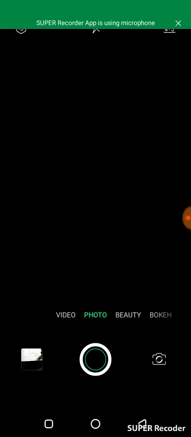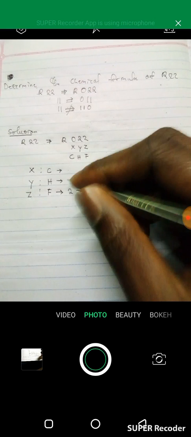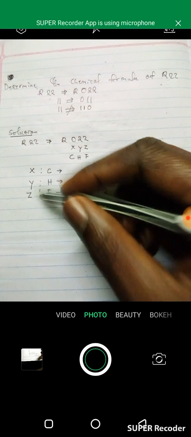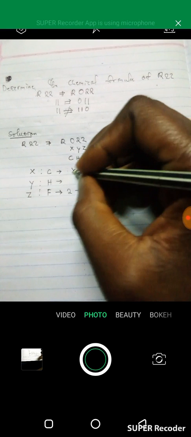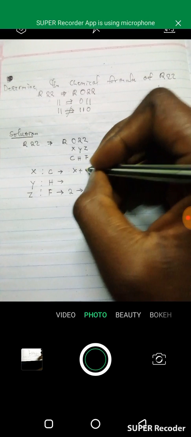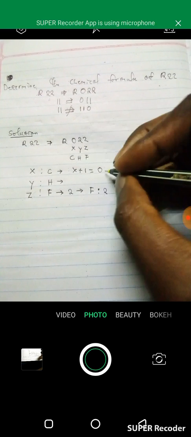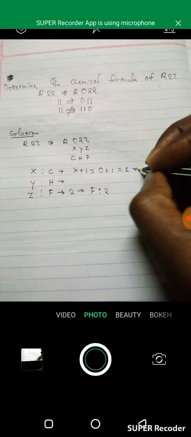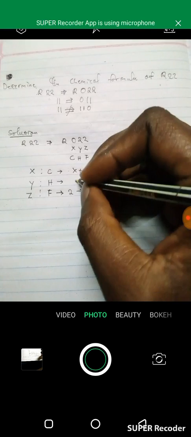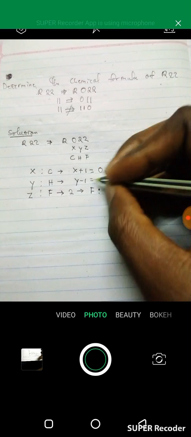actually 2. But for the other two, for the one on top, you say X plus 1. In this case X is 0. If you remember, this is 0 plus 1, which gives you 1. So this is the number of carbon atoms in this compound. Then say Y minus 1. You have 2 for Y, so 2 minus 1, giving 1. This is the number of hydrogen atoms.